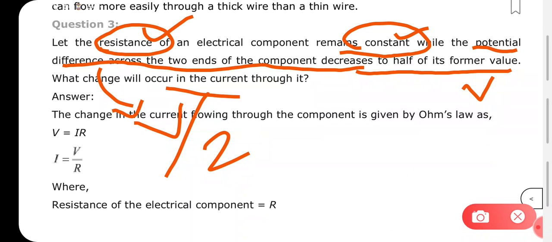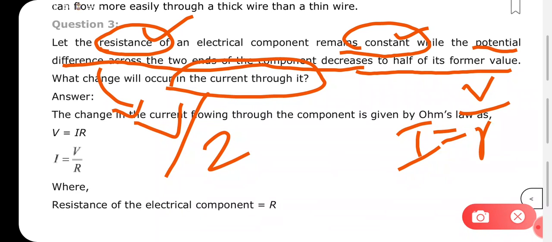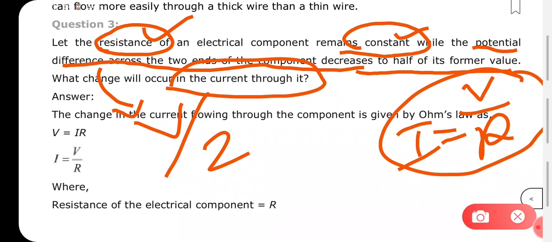So what change will occur in the current through it? When the potential difference is V, what will be the value for I? We know V is equal to IR, so I will be equal to V upon R. But when V is becoming half, what change is going to come in the current?